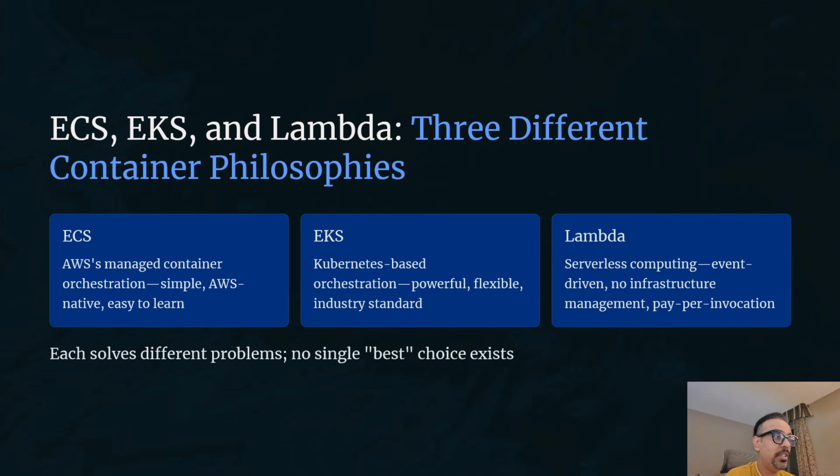For absolute beginners, if you are already learning ECS, stick with ECS. ECS is simpler and great for most containerized applications. If you need Kubernetes flexibility or plan to use multiple clouds, consider using EKS. If your workload is event-driven and short-lived, Lambda might be the perfect solution for you.